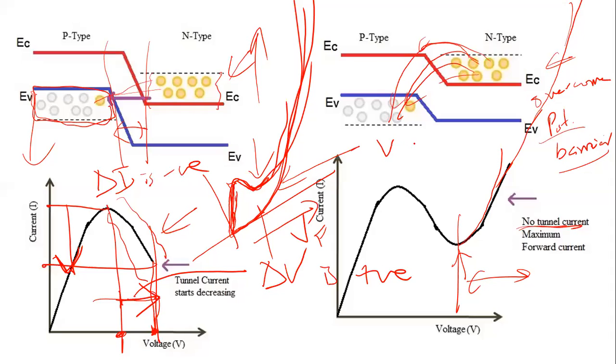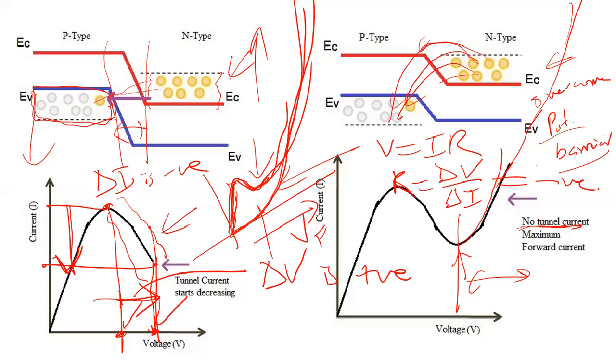Resistance: V equal to IR, so resistance R is equal to del V upon del I. If you have a positive del V between these two points, that is, voltage increasing from this to this, then del V is positive. Corresponding to the increase in voltage, you have a decrease in current from this to this, so del I is negative. The ratio of a positive quantity and a negative quantity is negative, so you will have a negative resistance in this region. That is a very interesting phenomenon which only occurs in tunnel diodes.